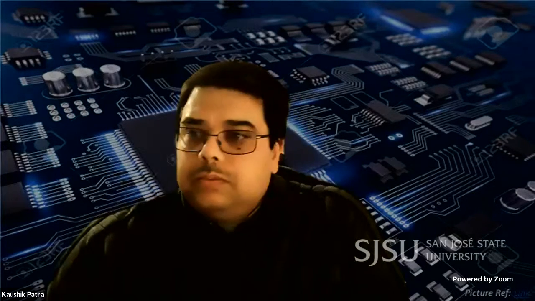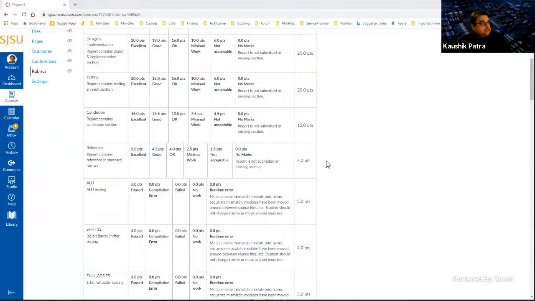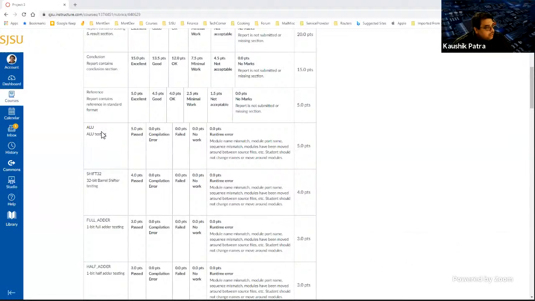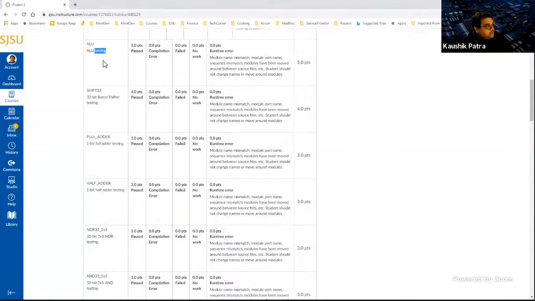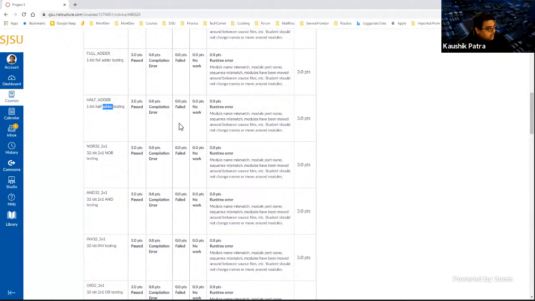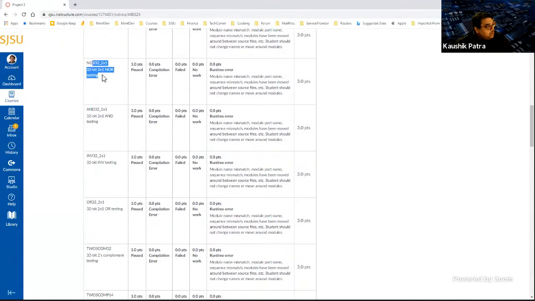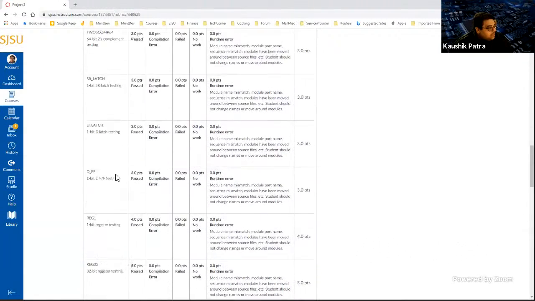Yes, so if you see, apart from the report rubrics, let me share my screen again. Okay, so apart from the report rubrics, you see that there are testing points for almost each of the lower level modules. Like ALU as a whole has some points. The shift 32-bit barrel shifter has some points. Full adder itself has some testing point. Half adder itself has some testing point. And all these lower level ones, like NOR 32, inverter 32, all these things have testing points.